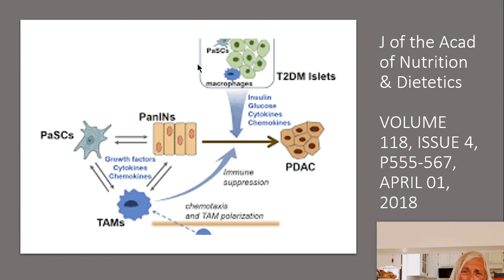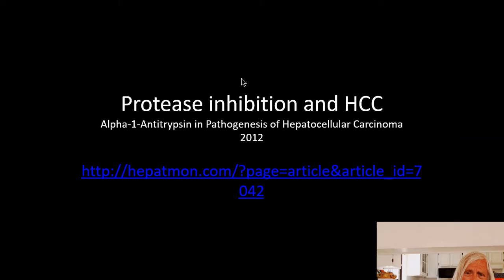This process here also, note, is associated with obesity and type 2 diabetes. So if you have that as a comorbid system, then the pan into PDAC transition is more linear because of this process here, because of immune suppression and because of the influence of insulin, glucose, and these cytokines and chemokines coming directly from the pancreatic stem cells or stellate cells.